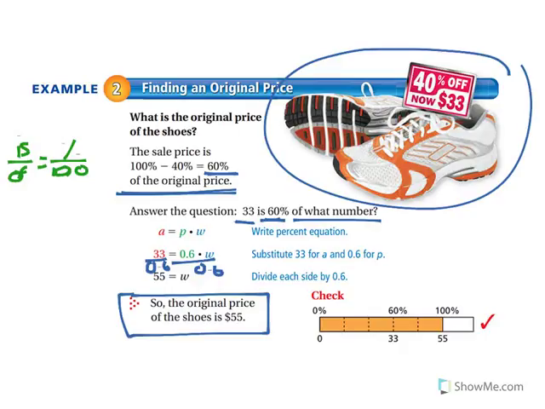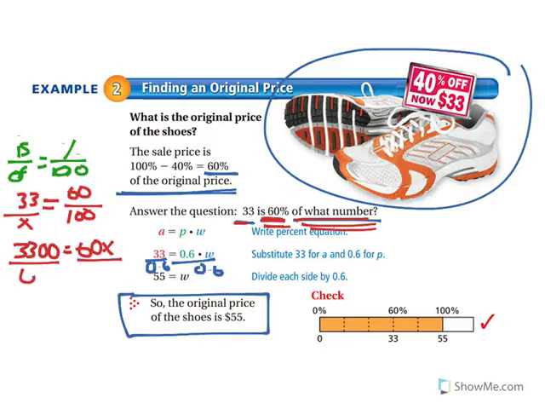So we know that if $33 is 60% of the number, we know that 33 is, so 33 here, 60%, the 100 becomes 100, of what number? X. So we have 3,300 equals 60x. Divide both sides by 60. And we still end up getting 55 equals x. Again, you could do this, the A over W equals P over 100, or you can use the equation. I'll leave that up to you. You just have to show one of those ways.